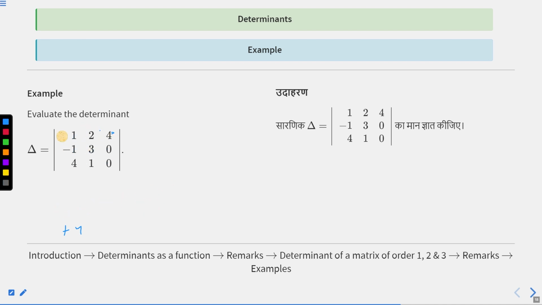Now choose this 4, eliminate these entries, and you will only be left with this. So minus 1 multiplied by 4 multiplied by 3 will be 12. You will have minus 13 multiplied by 4, which is minus 52. Clear? Simple. Now we will see the column approach.